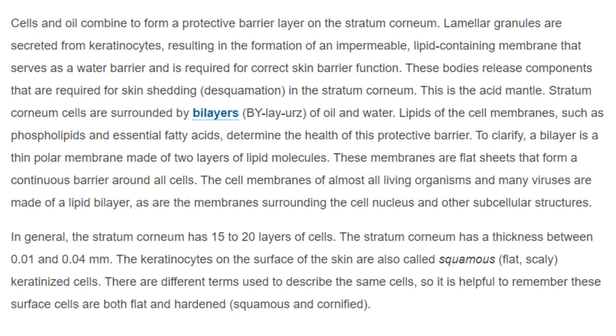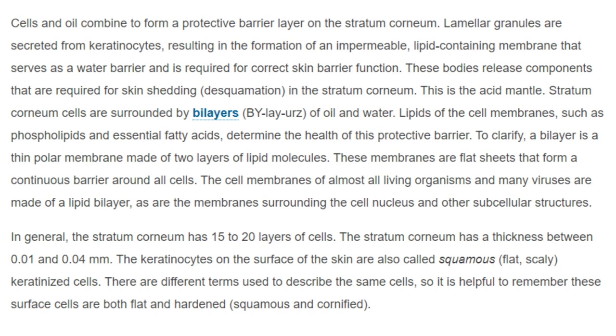Cells and oil combine to form a protective barrier layer on the stratum corneum. Lamellar granules are secreted from keratinocytes, resulting in the formation of an impermeable, lipid-containing membrane that serves as a water barrier and is required for correct skin barrier function. These bodies release components that are required for skin shedding, desquamation, in the stratum corneum. This is the acid mantle.